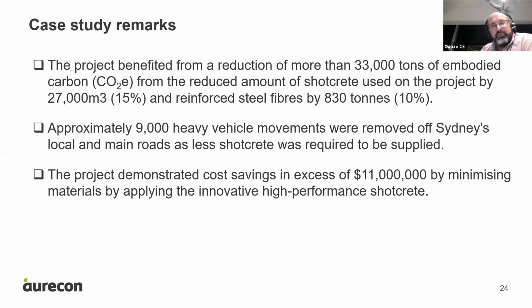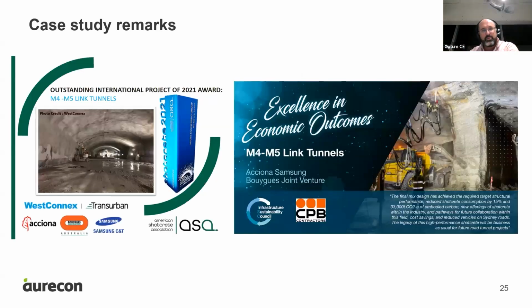And it also has a lot of benefits because if you're using less material, you have fewer trucks coming to your site providing shotcrete, because these mixes are not batched on site. They come from a batching plant. So you have less traffic, so you have less carbon associated with the movement of trucks. So let's move to another example.